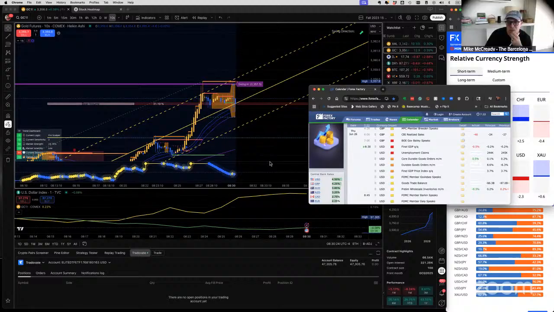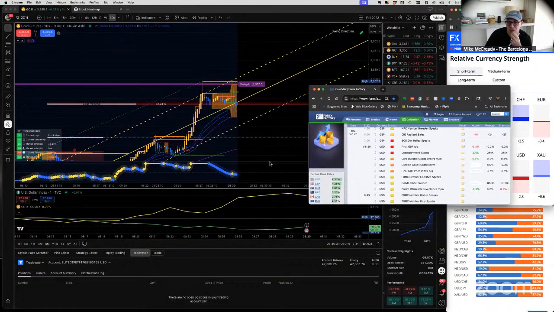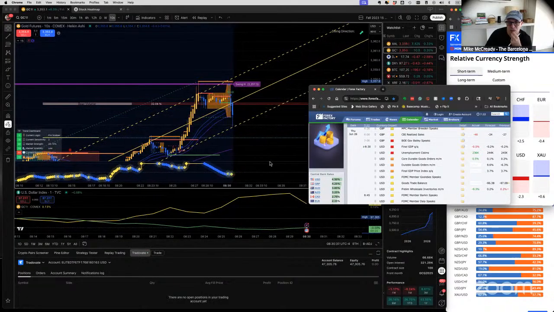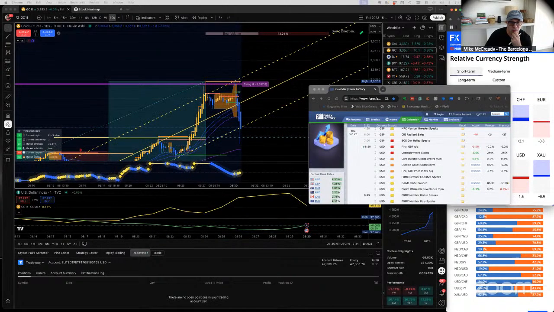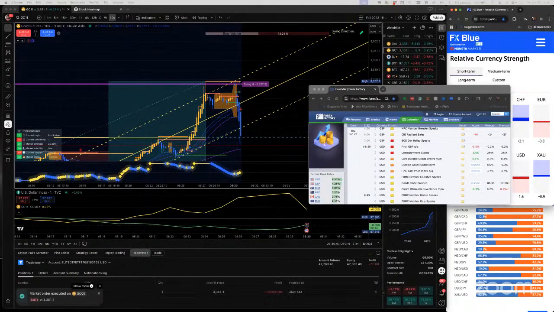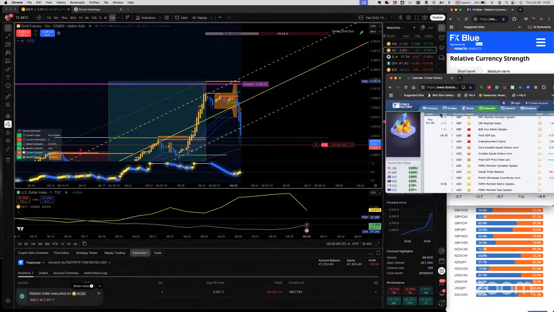Yeah, core durable goods is good for dollar. It's going to be bad for gold. Final GDP is good for gold, bad for dollar. Unemployment claims, good for dollar. They're lower than expected. So we are coming down for a little bit here. I think I'll jump into a little bit of a sell right about now. Ooh, 37.